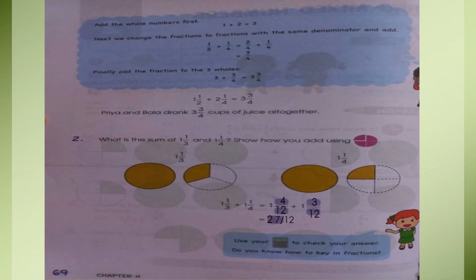Here is the working of the concept, which involves adding the whole numbers first. 1 plus 2 is equal to 3. Next we change the fractions to fractions with the same denominator, and then we are going to add them. So 1/2 plus 1/4 is equal to 2/4 plus 1/4.